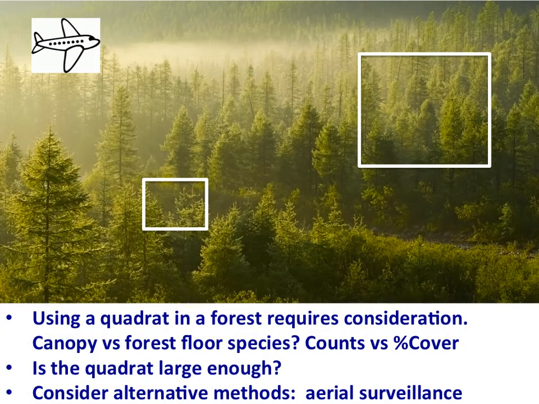In a non-uniform ecosystem or a structurally complex system, using a quadrat requires some consideration. Are you measuring the canopy species or the forest floor species? Are you doing counts or percent cover? Is the quadrat large enough for the species that you wish to sample? And consider alternative methods to the quadrat, such as aerial surveillance.